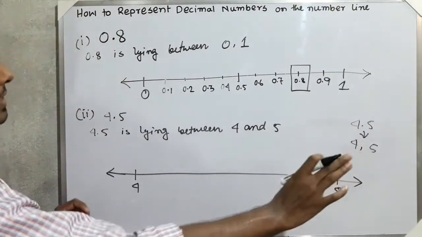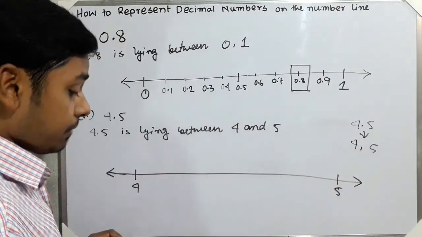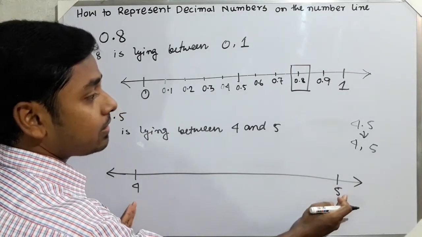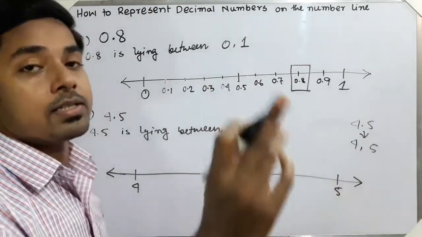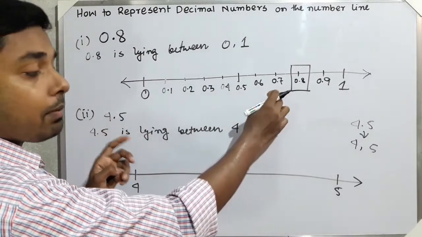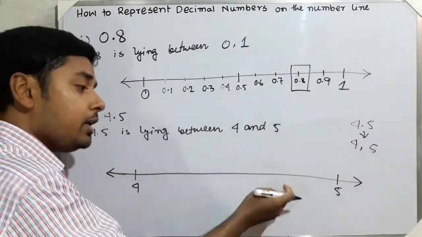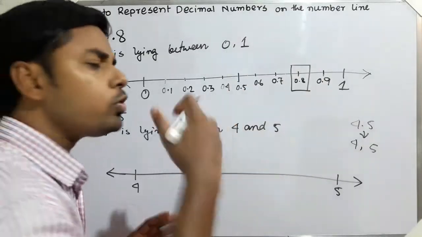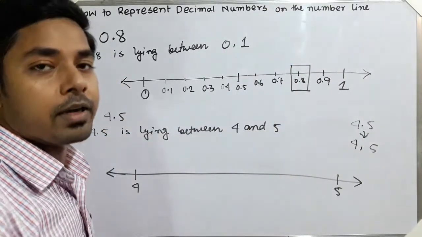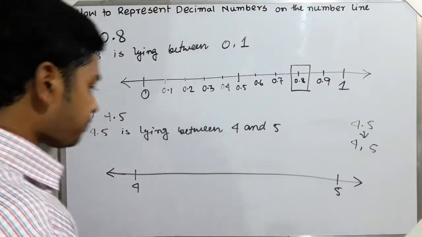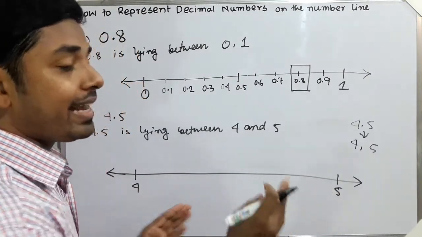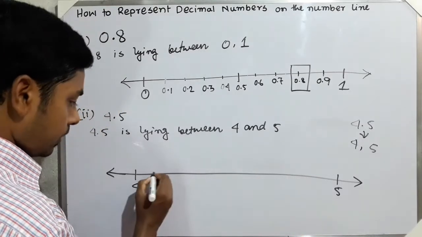Now what is the next step? We have to make 4 to 5 this distance into 10 equal parts. जैसे यहाँ पे गए थे, यहाँ पे 10 इक्वल पार्ट्स किए थे, यहाँ पे भी करना पड़ेगा. हाँ, सिर्फ इन दोनों के लिए नहीं, सबके लिए करना पड़ेगा 10 इक्वल पार्ट्स. सबके लिए कुछ भी रहे 10 इक्वल पार्ट्स करना पड़ेगा. क्लियर? So 4 to 5 this distance we have to make 10 equal parts.